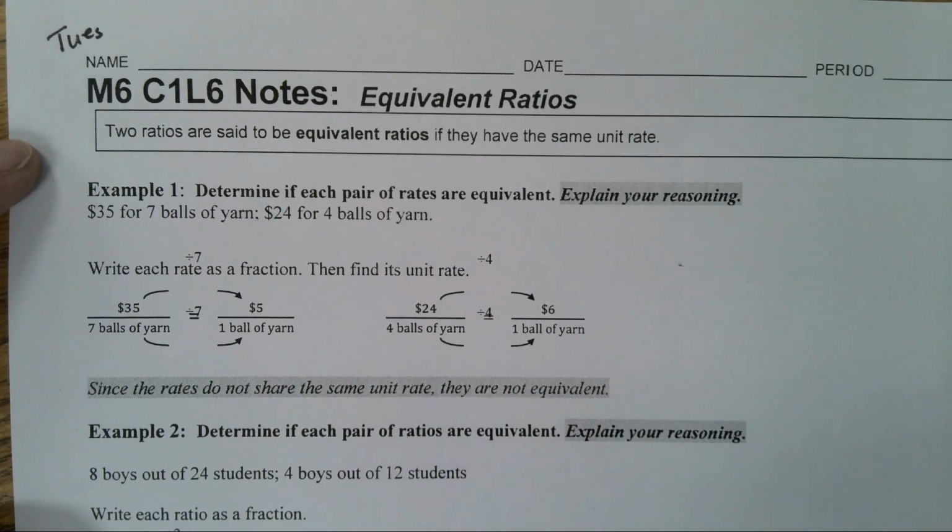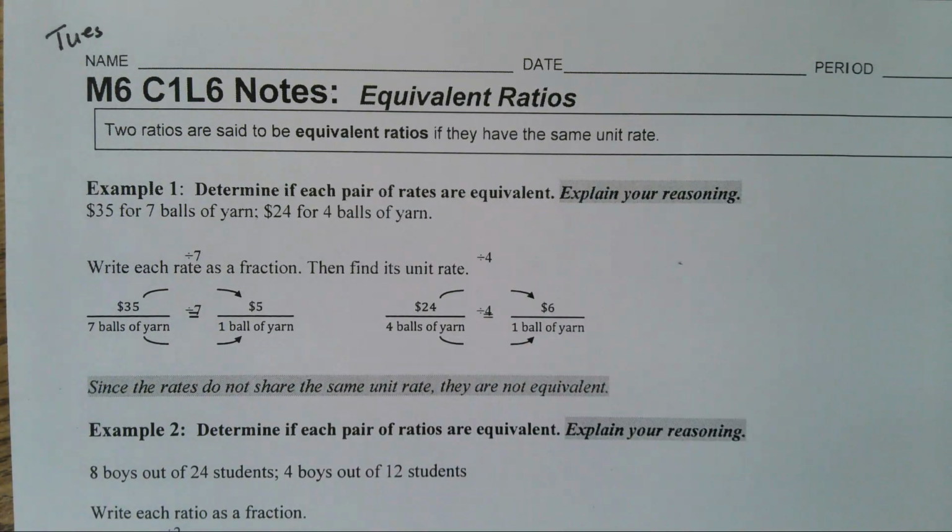Now, instead of being in the book today, we're going to just follow this note page, and then tomorrow we're going to look at Chapter 1, Lesson 6 in the book. All right, equivalent ratios. Two ratios are said to be equivalent if they have the same unit rate.